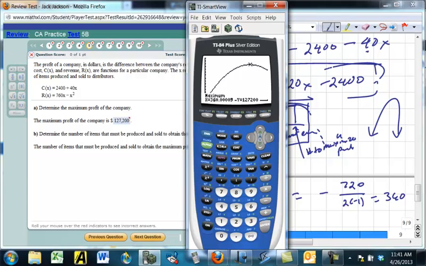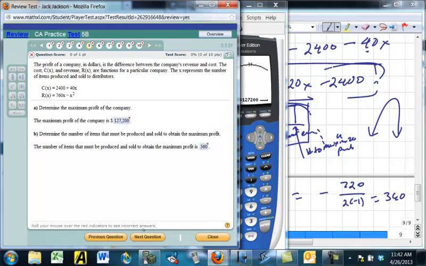Okay, of course the approximation technique was just slightly off, but rounded off it's definitely 360, and then we see the y value there, 127,200.